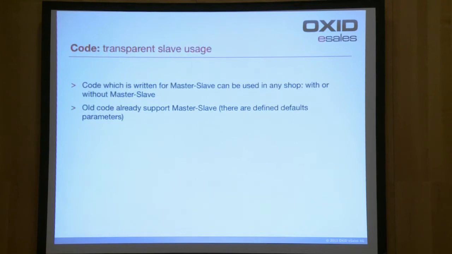So, next one: transparent slave usage. Basically, the code, which I will show later, is prepared for slaves, but it also easily works without a slave. So when you're writing code, you don't care about it. It just simply works everywhere, with master-slave or without.